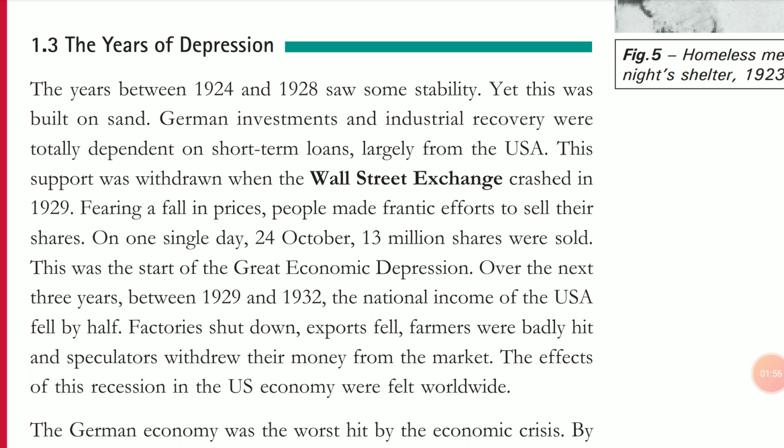But it was very short living. It was only for 4 years that Germany was able to build its economy. After that, the USA withdrew its support. Withdrawing support here means that it refused to give them short-term loans. And this was because the Wall Street Exchange had crashed. The Wall Street Exchange had crashed and the USA was now fearful of giving loans to people or to Germany.